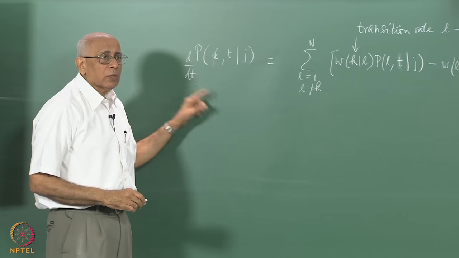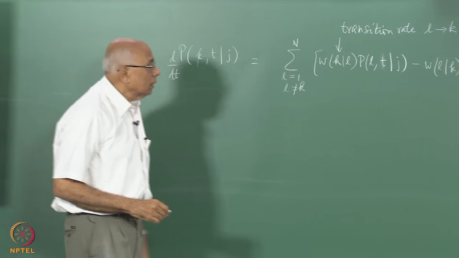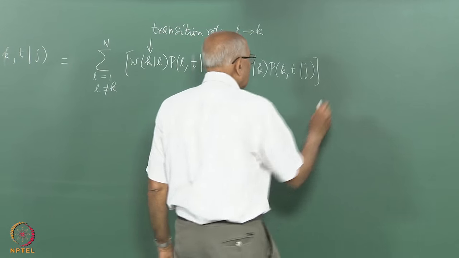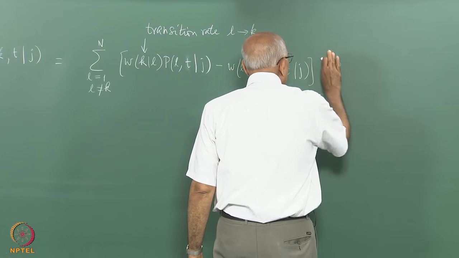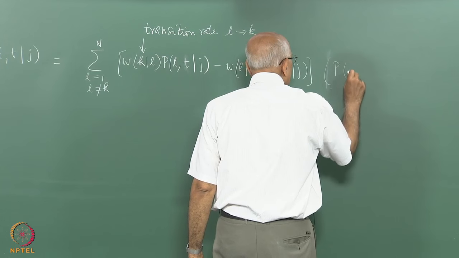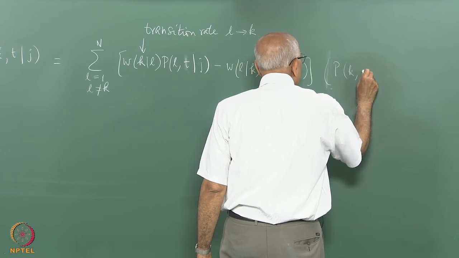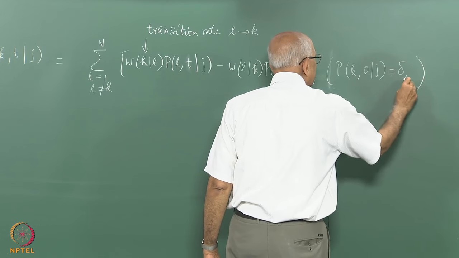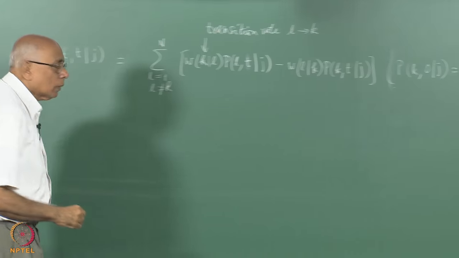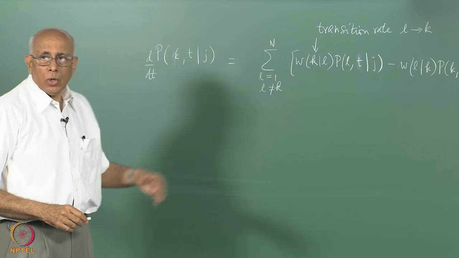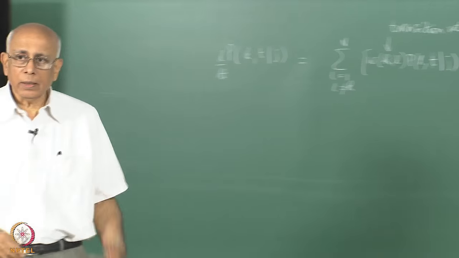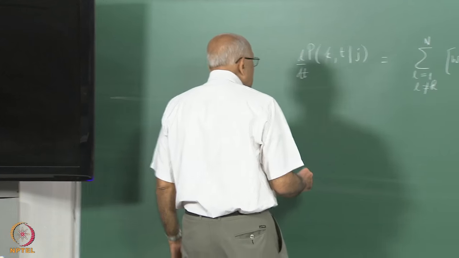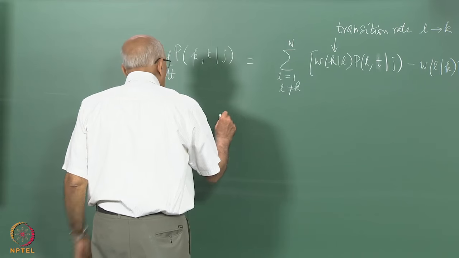It is a coupled set of first order differential equations for this quantity, and of course the initial condition could be anything you care to specify. Since we are talking about conditional probabilities, the initial condition is P of k, 0, given j, equal to delta k j. So the task is to solve this set of equations given that initial condition, and then you have a whole host of probabilities.